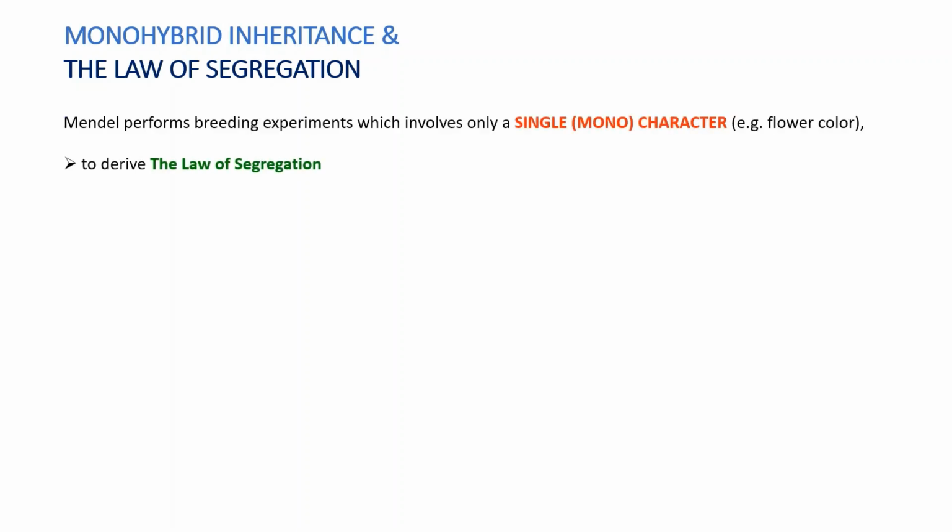Monohybrid inheritance and the law of segregation. Mendel performed breeding experiments which involved only a single character, for example, flower color, to derive the law of segregation. The hybrids produced are monohybrids. These monohybrids are basically heterozygous for one character.